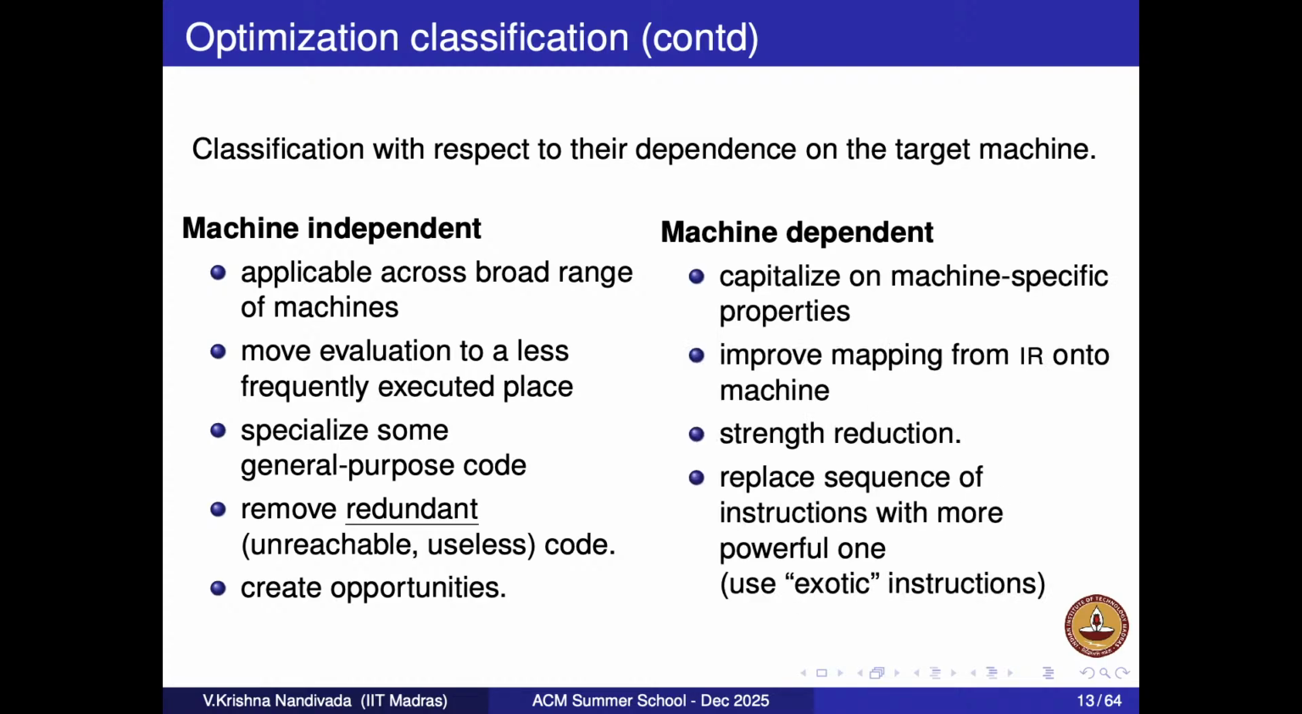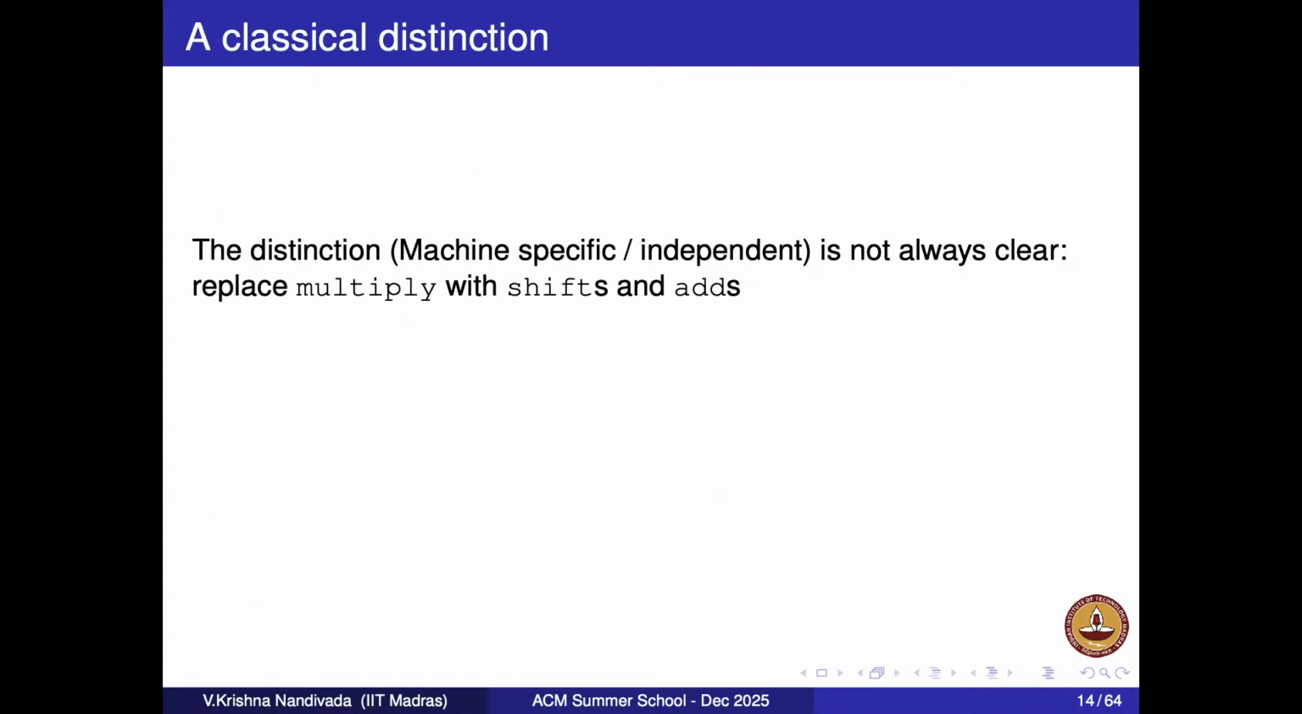Machine dependent optimizations are those which take advantage of machine properties. Register allocation is a machine dependent optimization. Instruction scheduling is a machine dependent optimization.